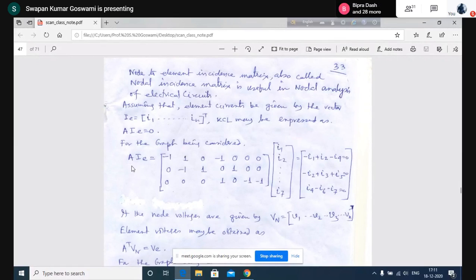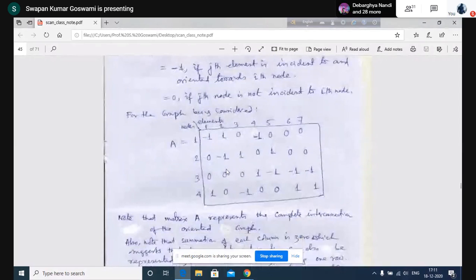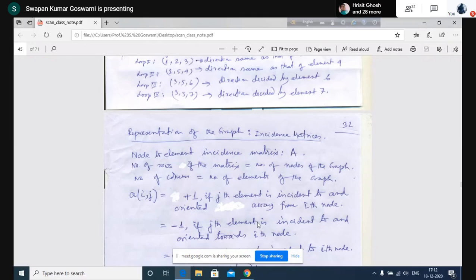So this is A. What is YB? This is a full matrix. We can work with the reduced matrix. Okay, we shall be working with the reduced matrix. So excluding the fourth row, this is matrix A. Once you know A, you can form A transpose also.